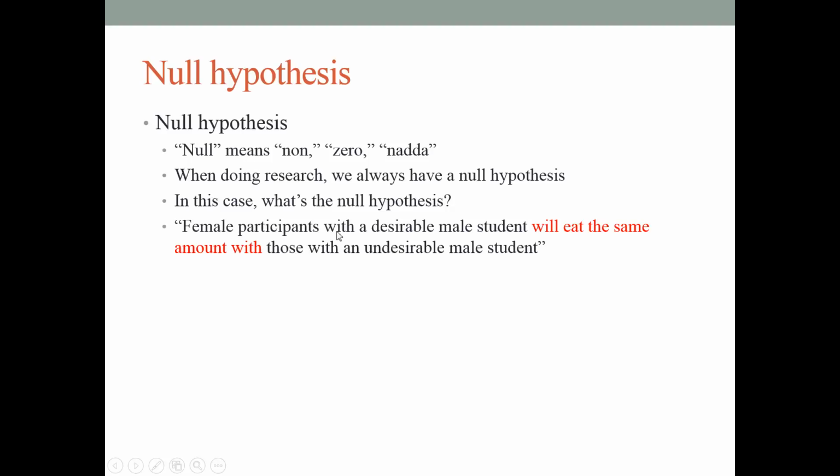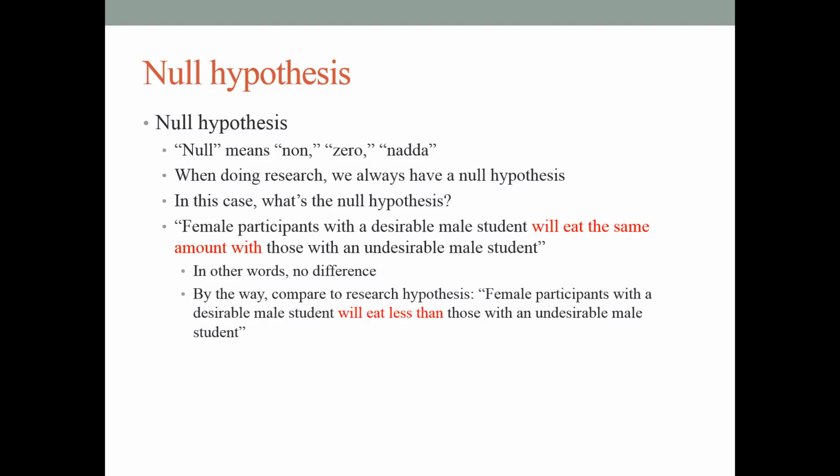Female participants with a desirable male student will eat the same amount as those with an undesirable male student. In other words, you need to mention there is no difference in the DV. And by the way, you can compare the research hypothesis versus the null, and you will find out there's only this highlighted area that is different. Make sure you understand the differences.